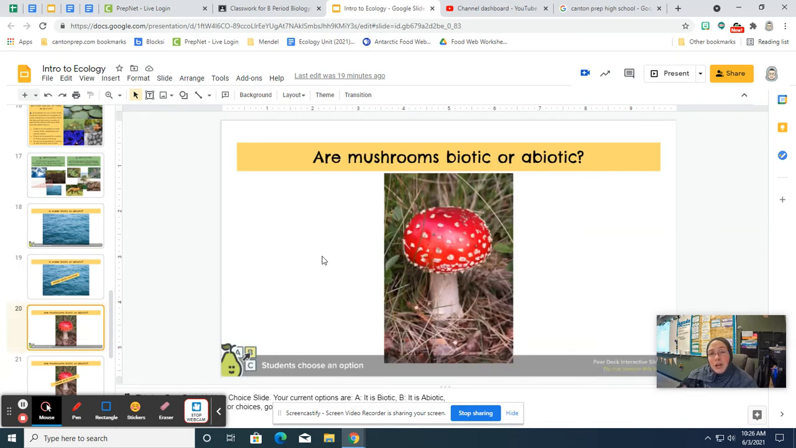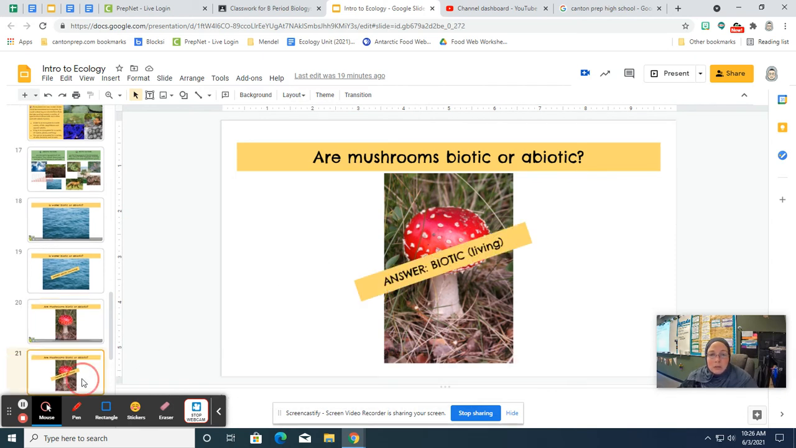Are mushrooms biotic or abiotic? What do you think? Mushrooms are biotic. They're not a plant or an animal, but they are a really important part of an ecosystem. They're a decomposer. They belong to the fungi family.